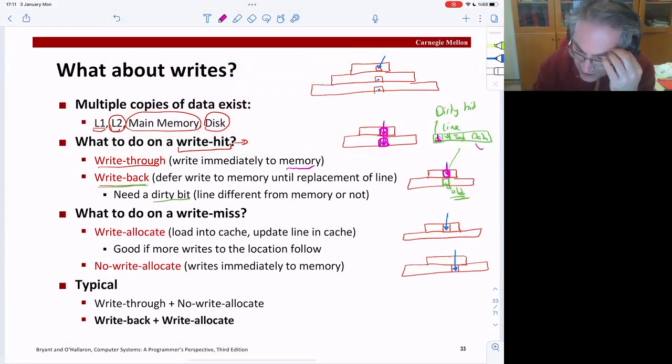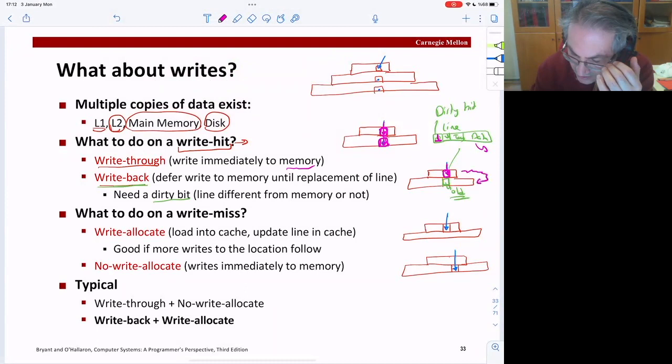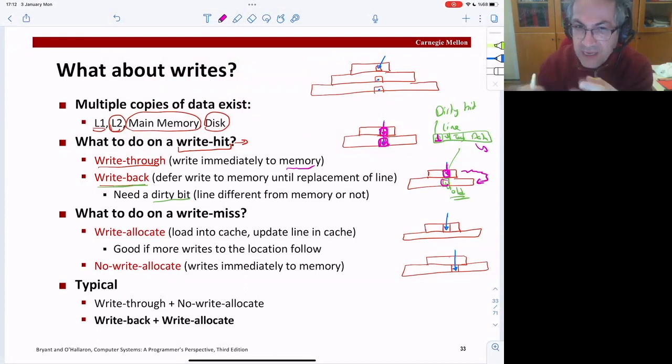And when we need to kick this particular line out, because eventually when you bring something else in you have to overwrite it, then you update it at the lower level. Let me draw this here. This is called write back. The writing at the lower level takes place later in time.